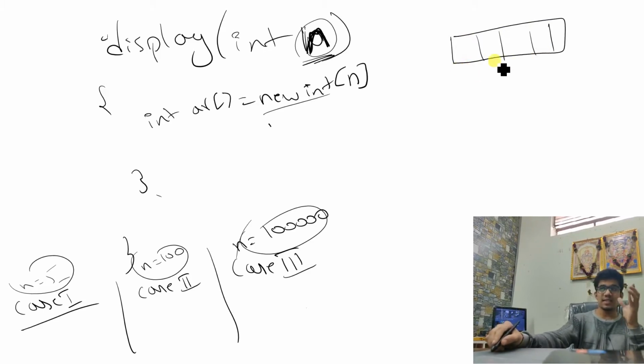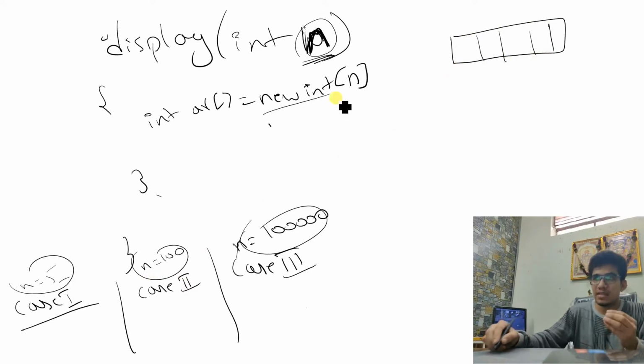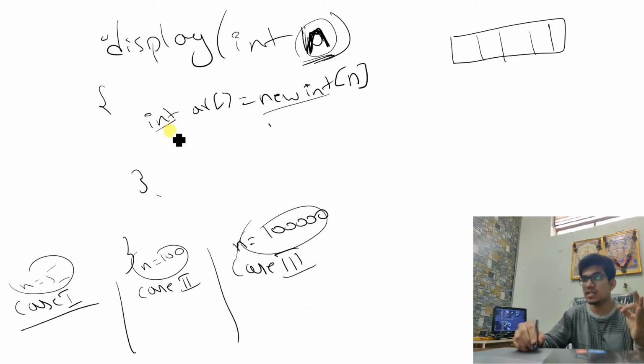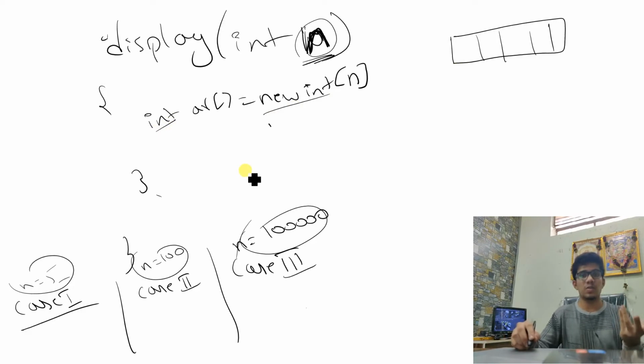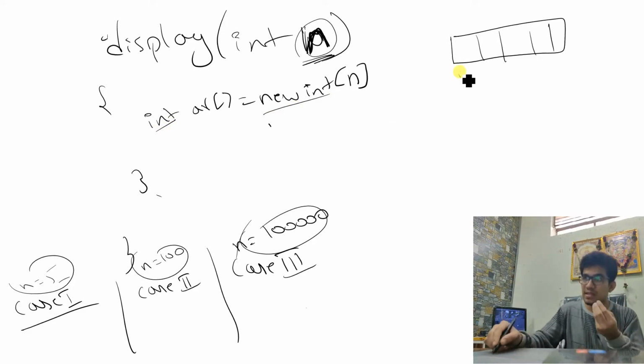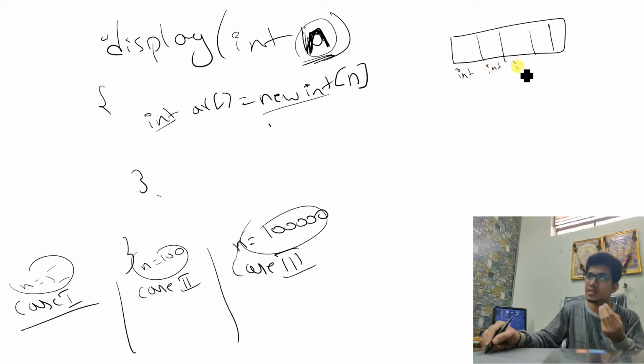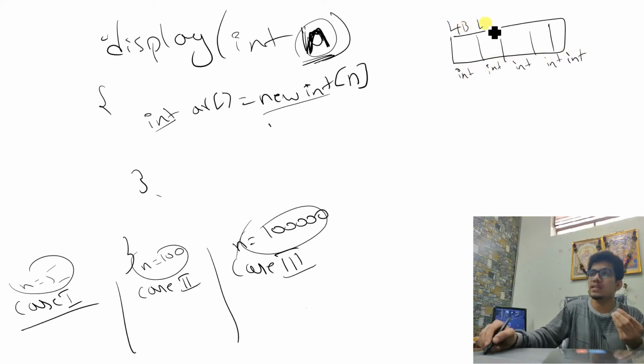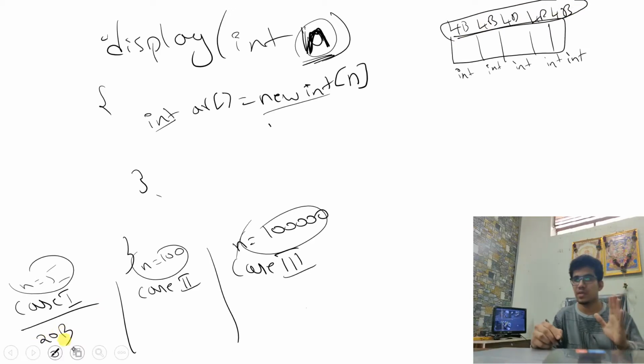Let's see how many bytes. Tell me what type of array it is. Is it an integer type array, float type array or string type array? Integer type array means each element in the array can store an integer. Each is 4 bytes, so totally 4 into 5 bytes. So 20 bytes of memory it took when my n value was 5.